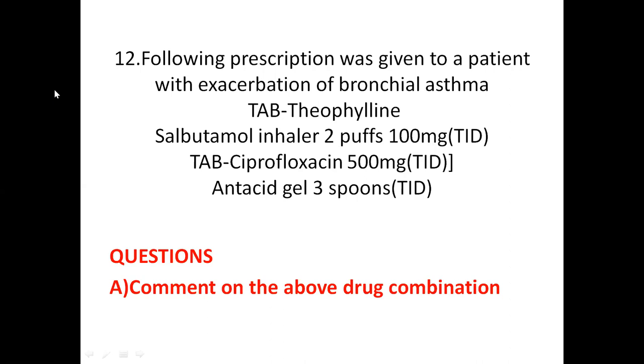Then 12th question. This following prescription was given to a patient with exacerbation of bronchial asthma. The tablet is theophylline, salbutamol inhaler 2 puffs, 100 milligrams TID, then tablet ciprofloxacin, 500 milligrams TID, then one more antacid gel, 3 spoons TID.